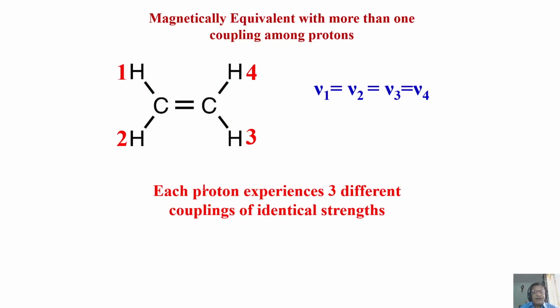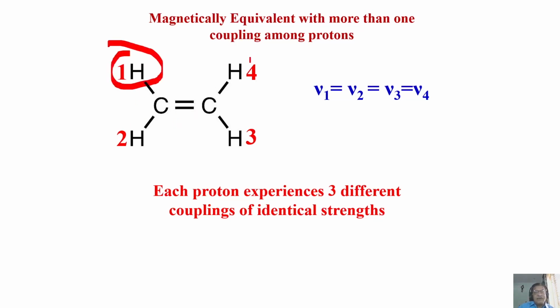But let us see what types of couplings we see. This is a 2-bond coupling, geminal. This is a 3-bond coupling, vicinal trans coupling, and this is vicinal cis coupling. But all have different strengths. This geminal coupling is different from this vicinal cis coupling and this vicinal trans coupling. They are not the same.